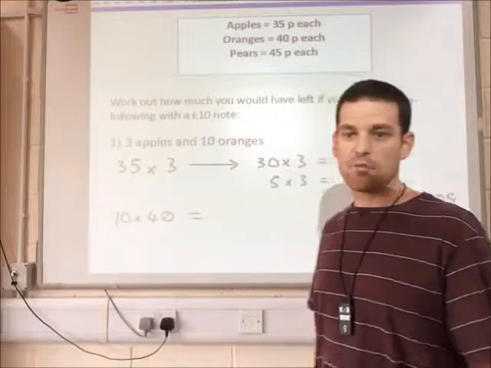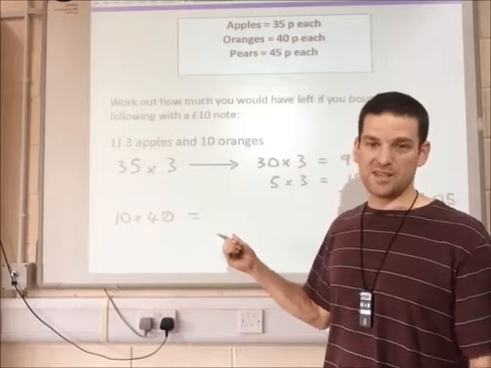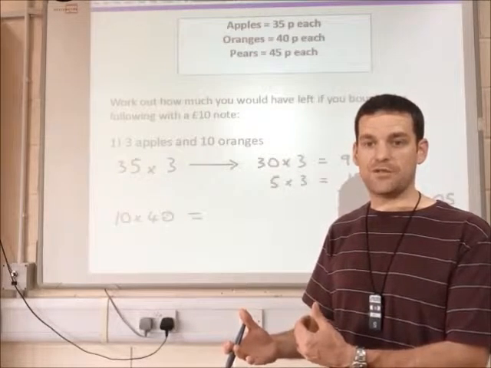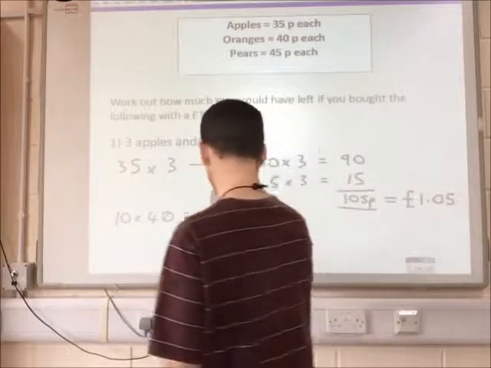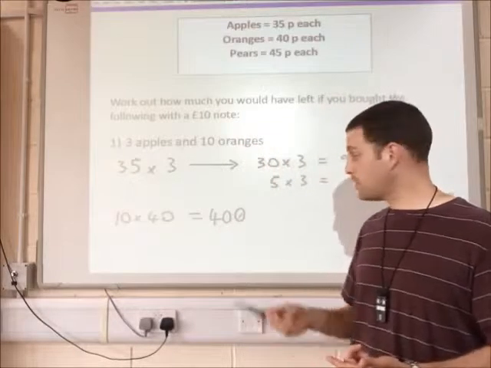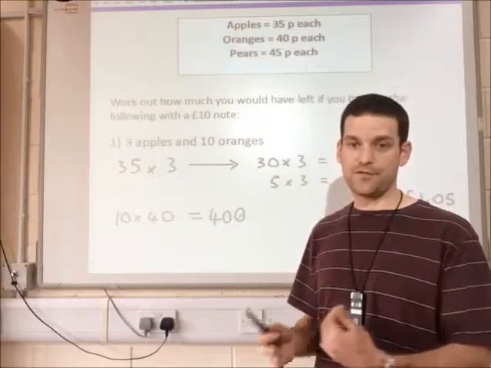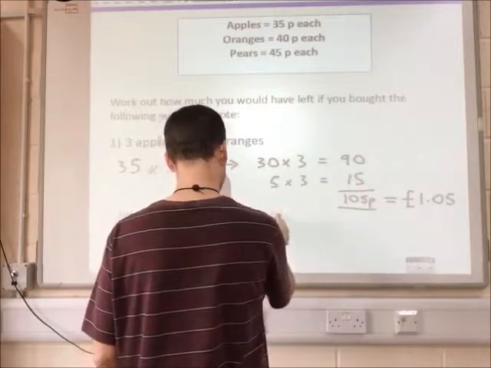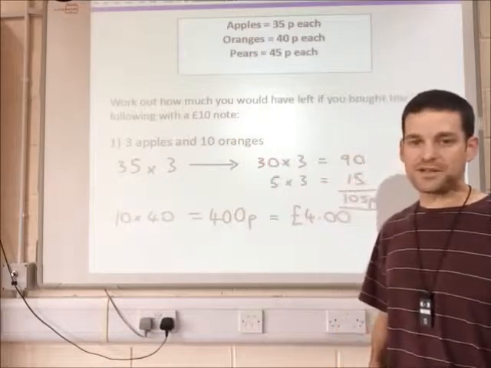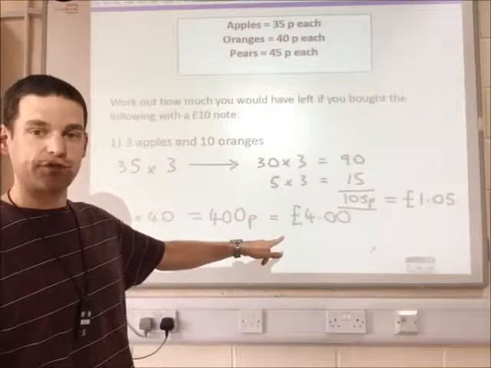Okay, next we need to work out how much the oranges are going to cost. 10 oranges at 40 pence each. This is an easier one really, because to multiply a whole number by 10 you just have to put a 0 on the end of it. So 10 times 40 gives me 400. But at this stage I need to remember that that price is in pence, so I'm going to have to convert that 400 pence into £4. Okay, so up to that stage, I've got the apples costing £1.05 and the oranges £4.